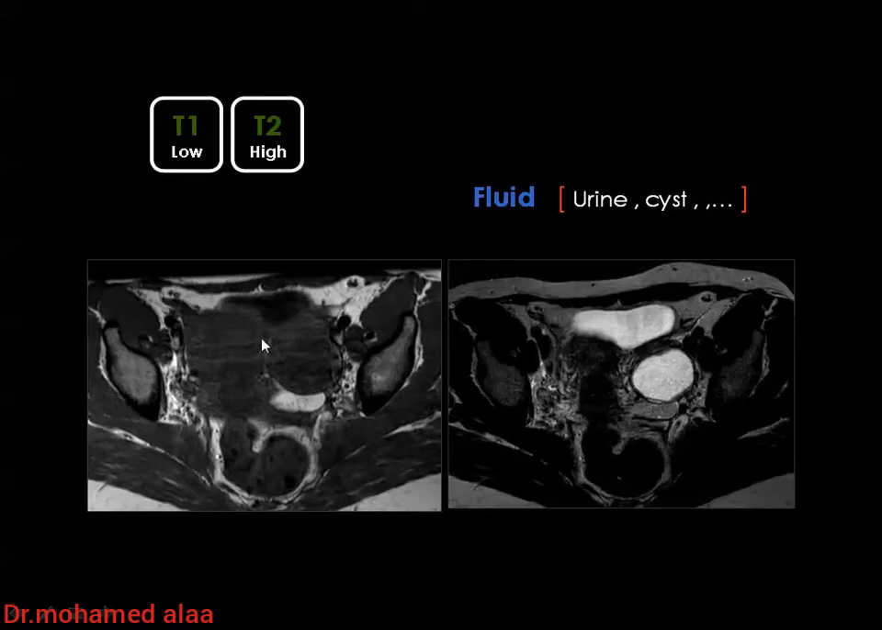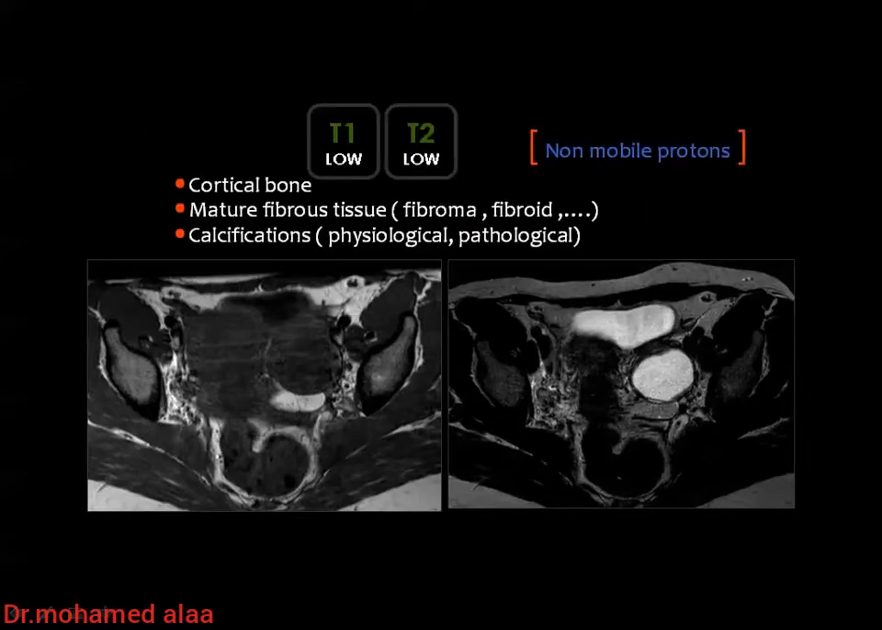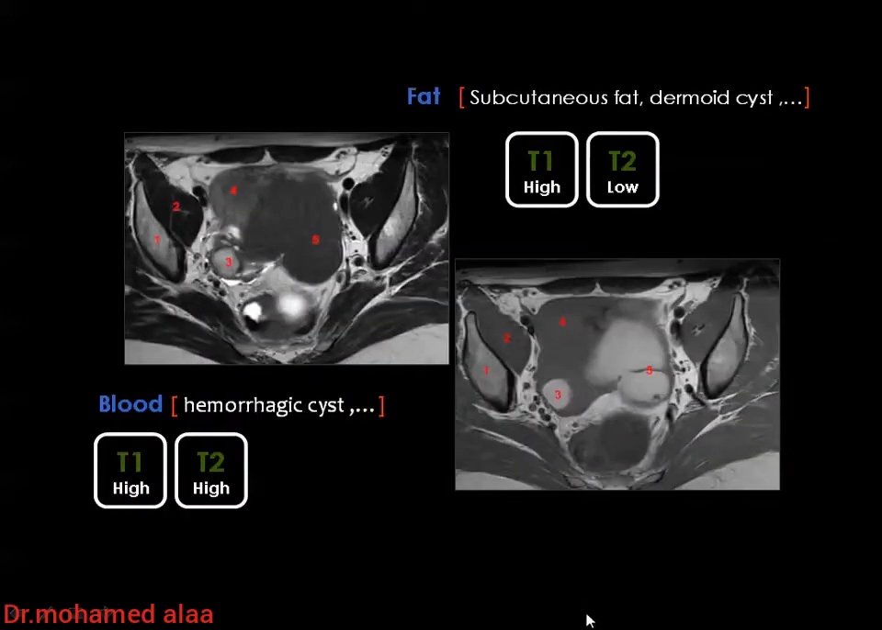Then a cyst in the ovary containing fluid similar to that in the bladder will appear black in the T1 and bright in the T2 weighted images. And what are the structures or the lesions that appear black in both images, in the T1 and in the T2 weighted images? Number one, the cortex of the bone. Number two, mature fibrous tissue. And here we have the example of, let's say, ovarian fibroma and the fibroid present in the uterus. Then calcium. All these structures will appear black in the T1 and in the T2 weighted images.